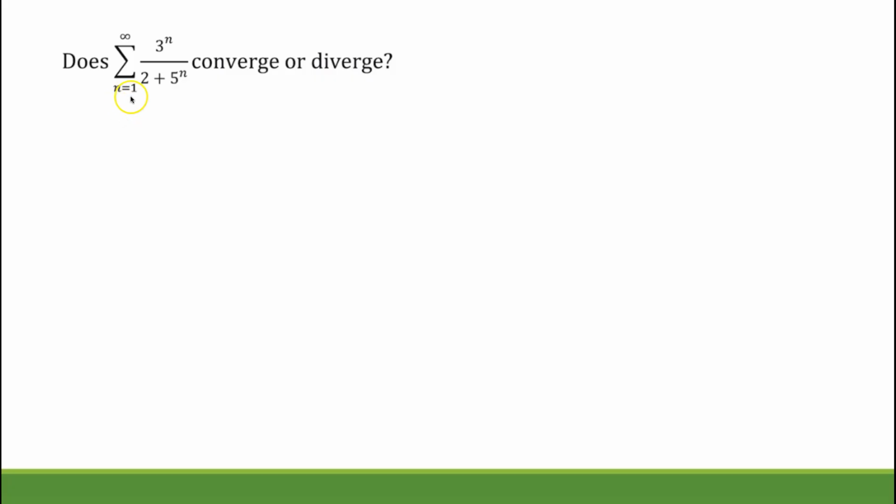Does the sum from n equals 1 to infinity of 3 to the n over 2 plus 5 to the n converge or diverge? To use the direct and limit comparison test, we need all positive term series. So just something to keep in mind. And yes, this is all positive terms. Now what we want to do is attempt to create an inequality. Then we want to know if that inequality is helpful.